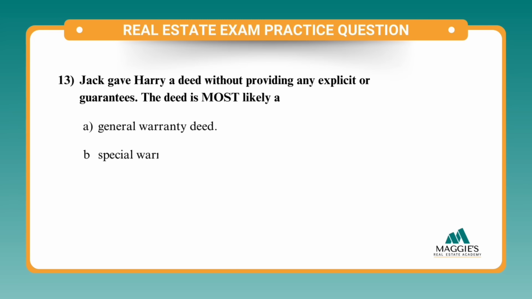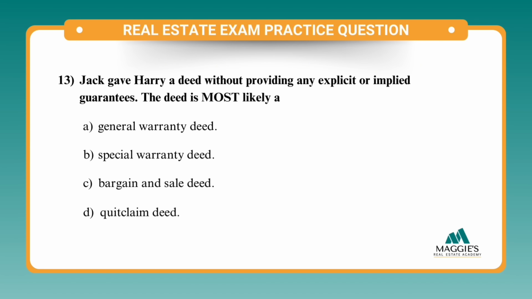years. Number 13. Jack gave Harry a deed without providing any explicit or implied guarantees. The deed is most likely A, general warranty deed, B, special warranty deed, C, bargain and sale deed, or D, quitclaim deed. The answer is D, quitclaim deed.